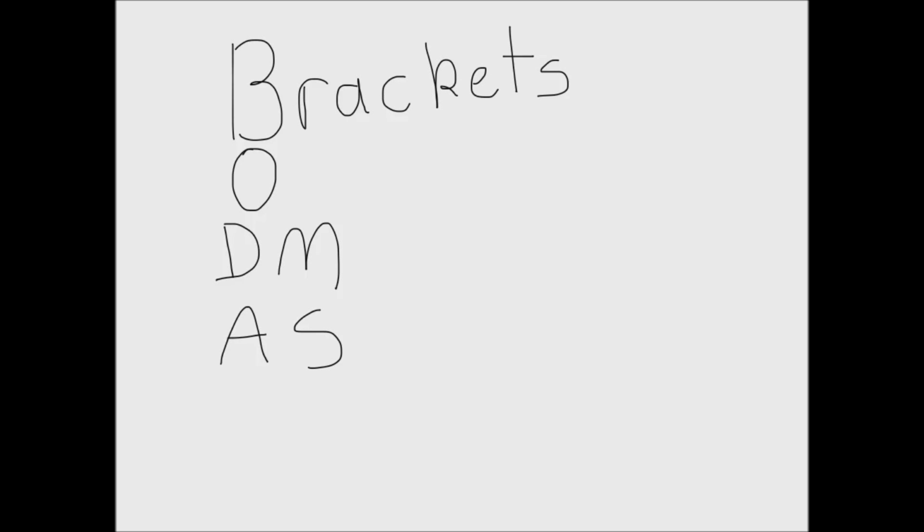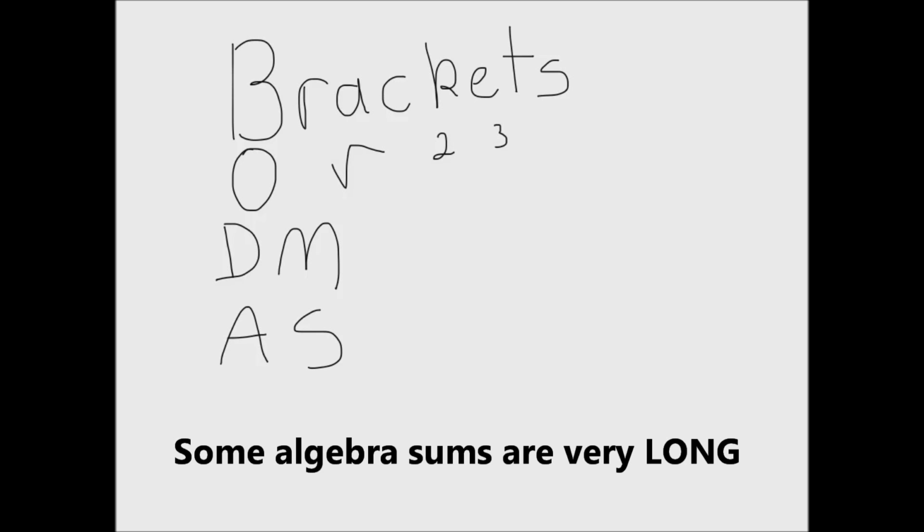Then, if you've got any other bits of the question that are either square roots or numbers that are squared or cubed, up to the power of 3, those numbers are called order numbers. Do them next. Then, if you've got any division or multiplying, do them. And finally, if you've got any addition or subtraction, do them last.